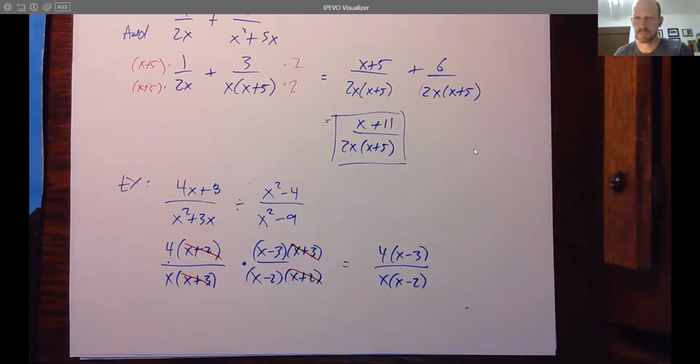Which gives me this. Stop. That's as far as I can go. That's what I'm looking for, right? Really a reduced or simplified problem in the end.